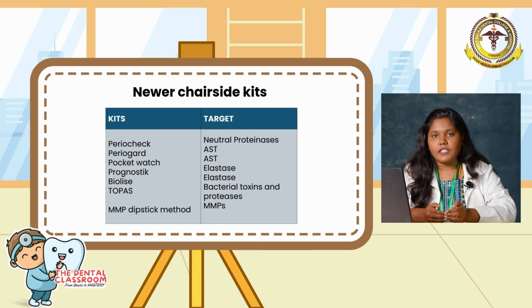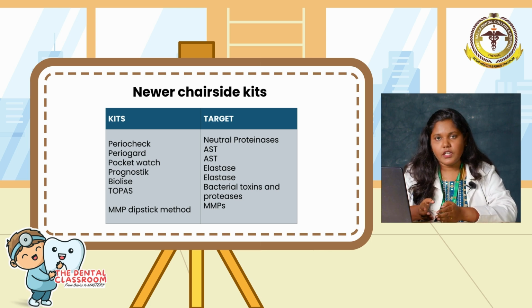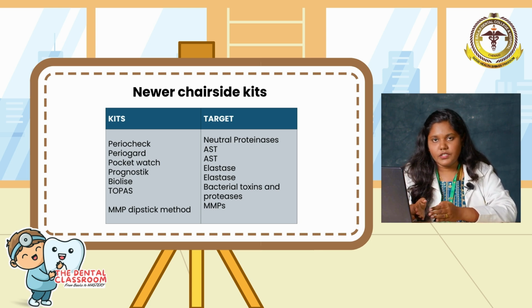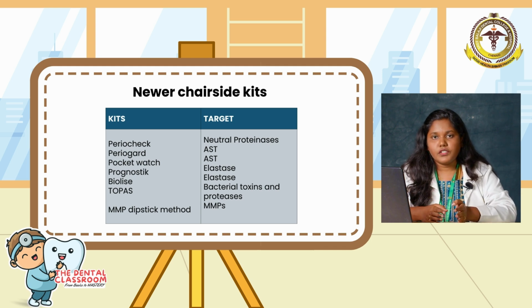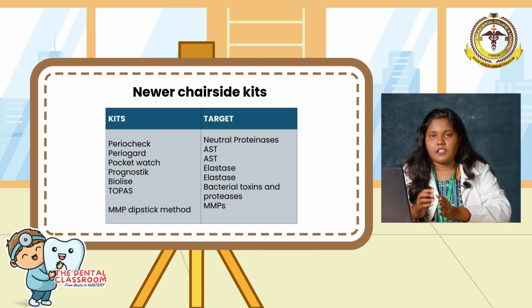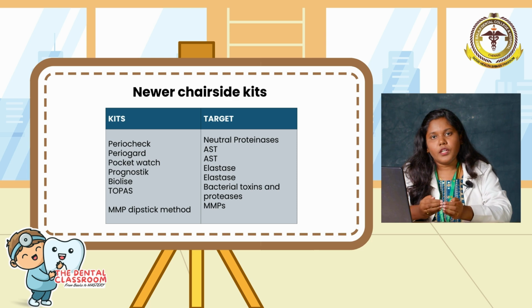So far we have seen the definition, the theories of production of GCF, the methods of collecting GCF, the methods of quantifying GCF, and then the composition, the biomarkers present in the GCF, and the chairside kits. Owing to implants, there is also a fluid called the peri-implant crevicular fluid. This peri-implant crevicular fluid is also of importance like the gingival crevicular fluid, because it can also function as a biomarker.